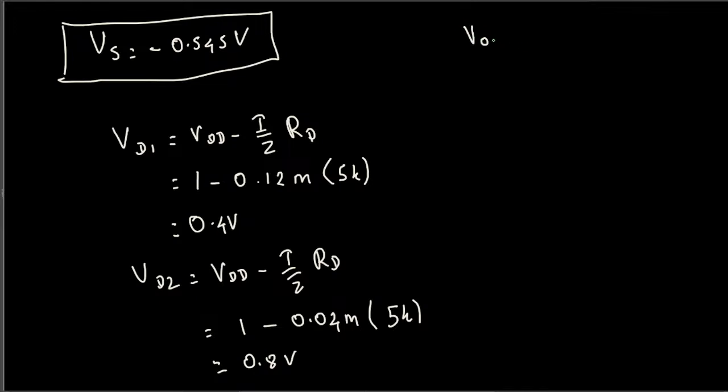Then VOD is our Vd2 minus Vd1. That's the output differential voltage. Vd2 is 0.8, Vd1 is 0.4, so this one comes out to be 0.4 volts.